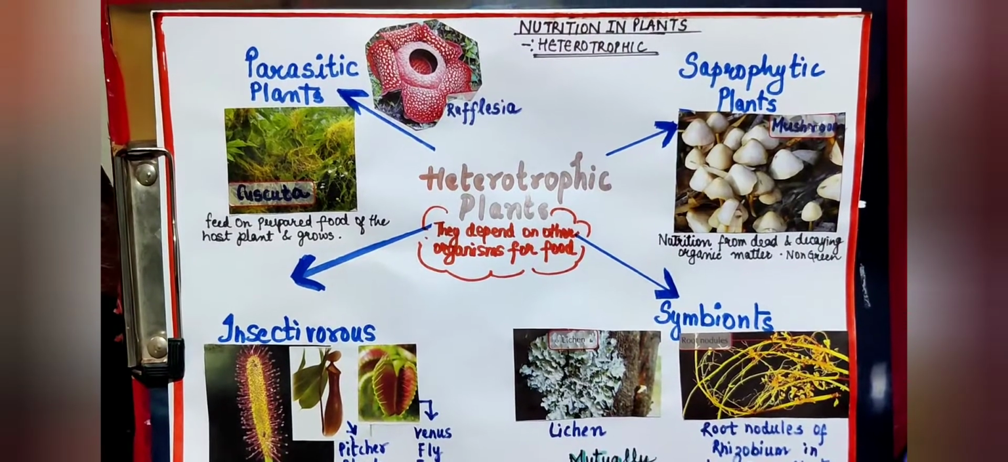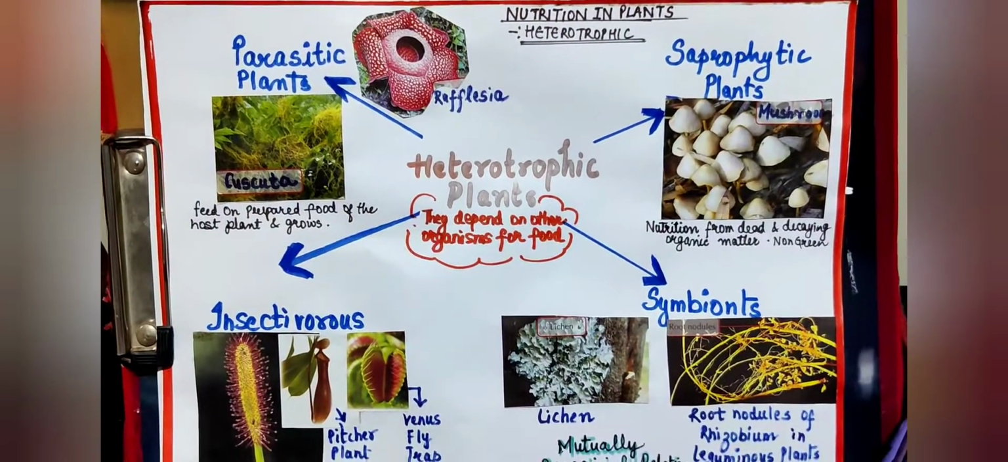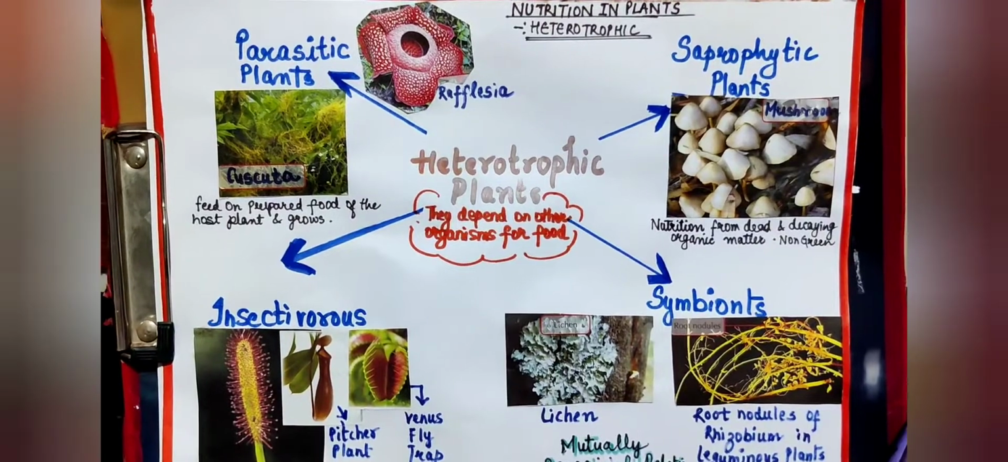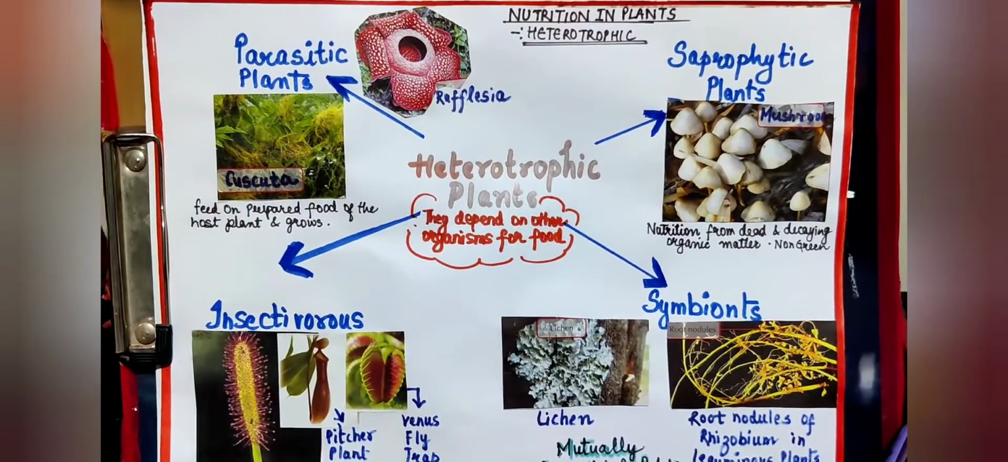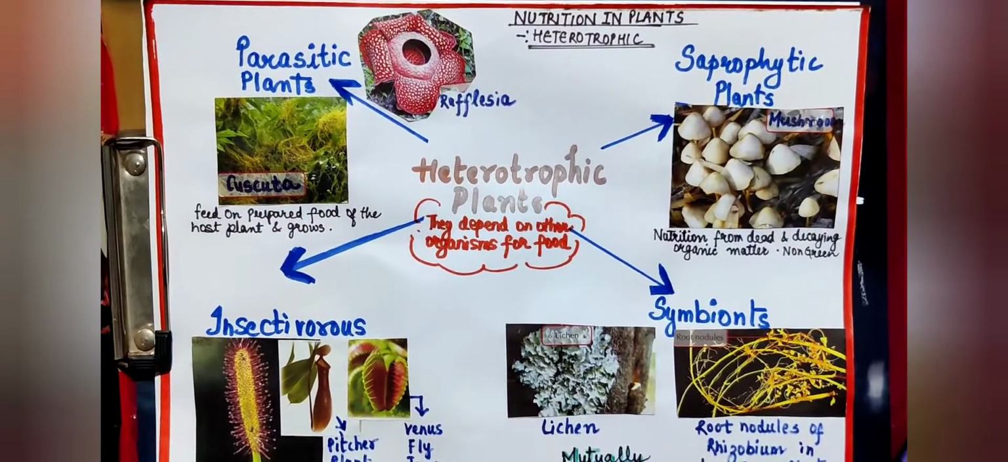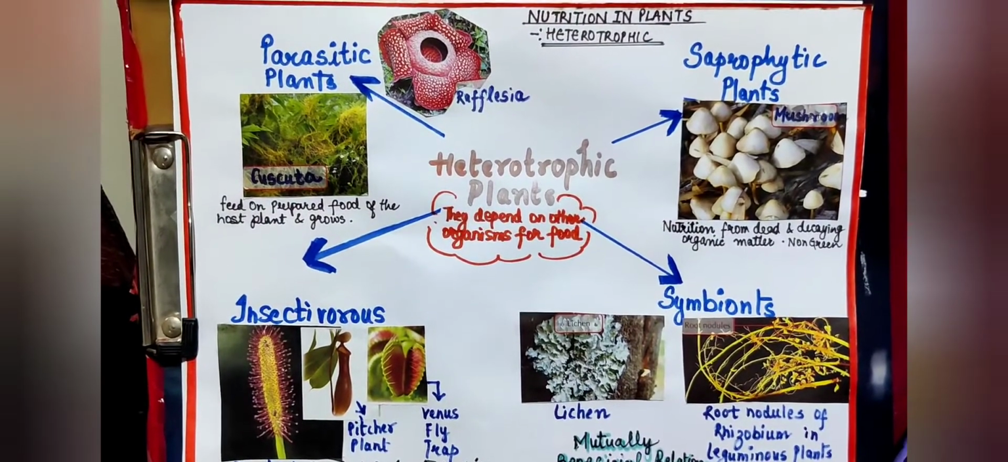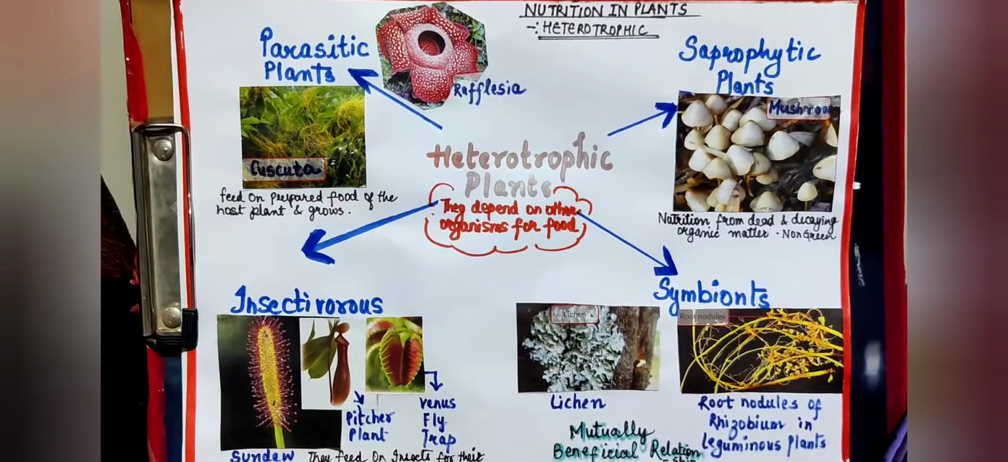Hello, good evening class. Today we are going to take up lesson number 1, nutrition in plants, and in this we are going to take up the second section. The second section is about the heterotrophic plant. So this is the summarized page of what we have learned.